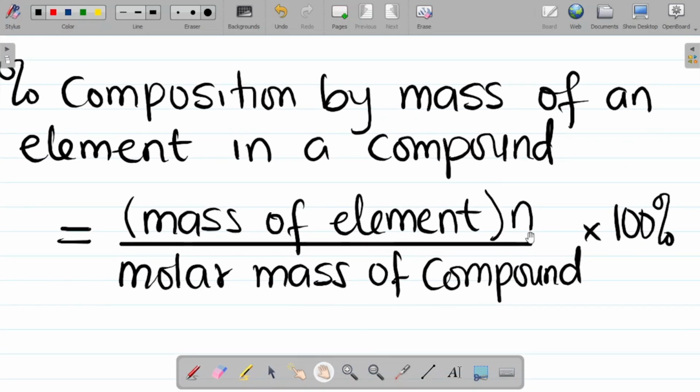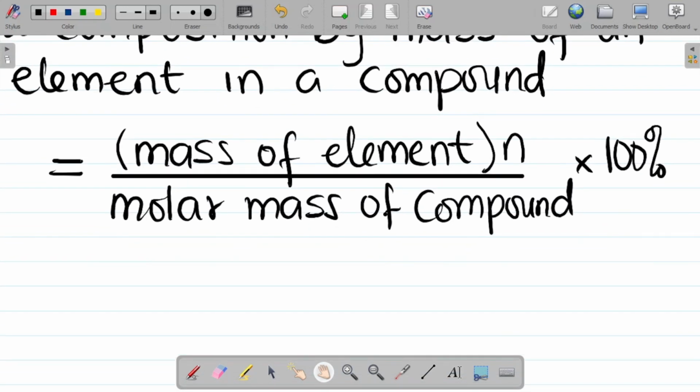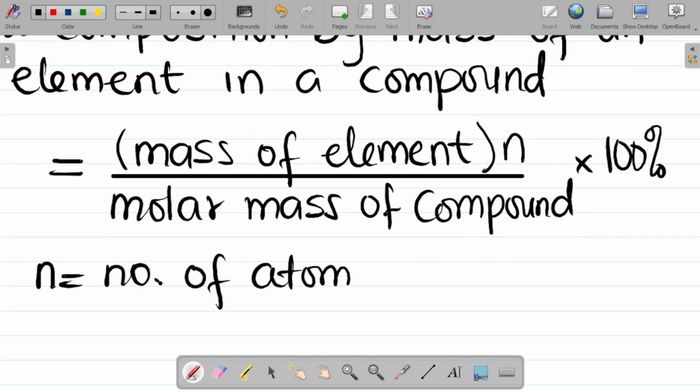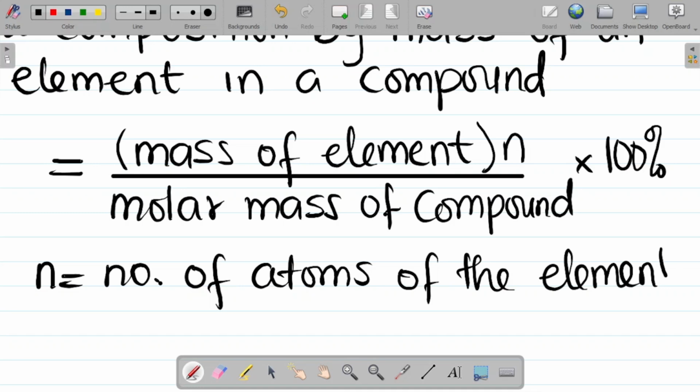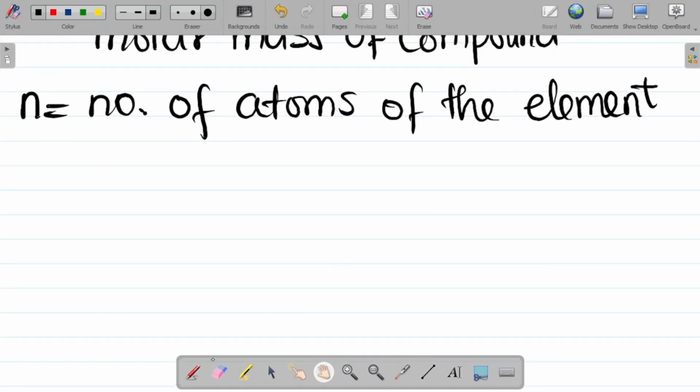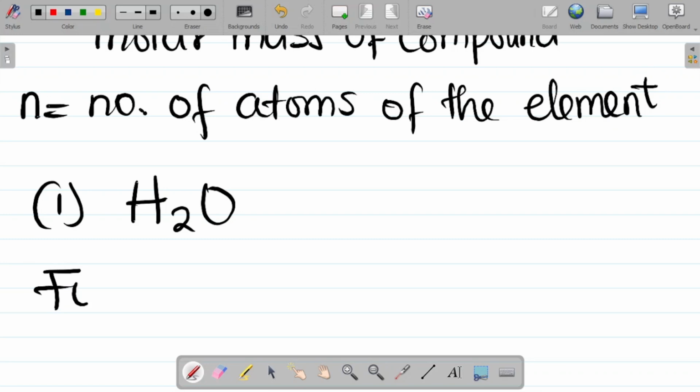So basically, here's your formula. What's n? N signifies the number of atoms of that element in the compound. That's the meaning of n. Right, if this is true, let's take H2O. For H2O, the percentage composition by mass, let's start with hydrogen.